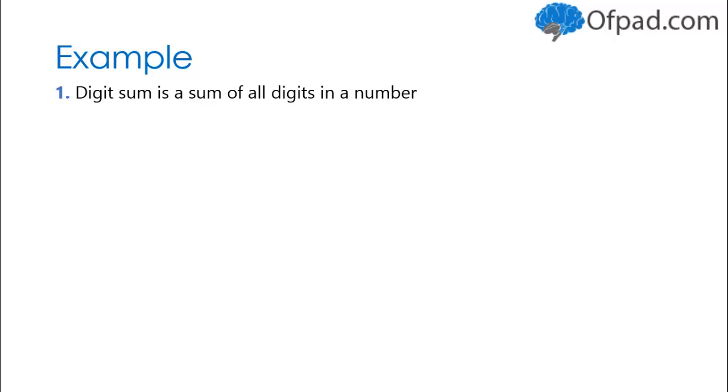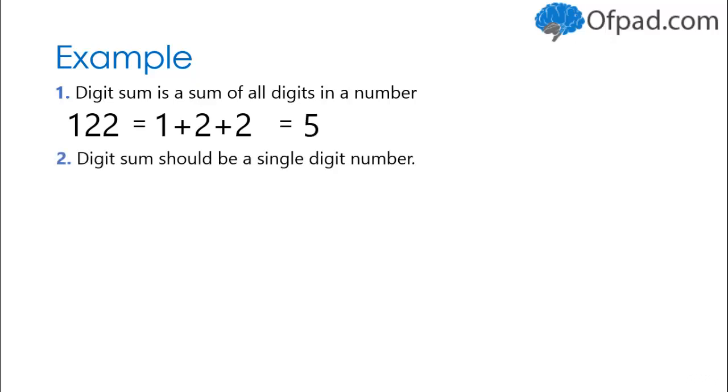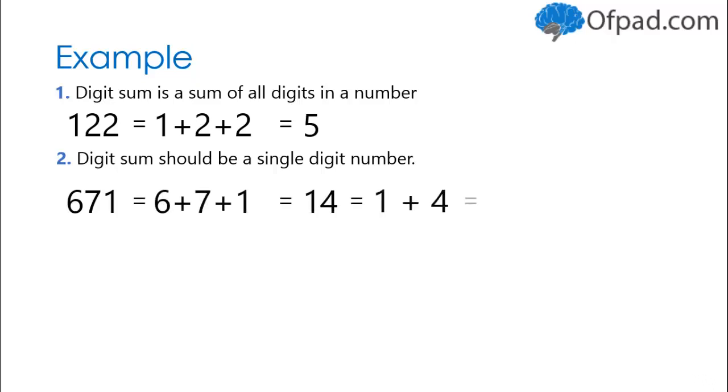Remember that the digit sum is the sum of all digits in a number. Find the digit sum of 122. We add 1 plus 2 plus 2 to get the digit sum 5. We also learned that the digit sum should be a single digit number. Find the digit sum of 671. We add 6 plus 7 plus 1 to get 14. Since digit sum should be a single number, we add 1 and 4 to get 5.